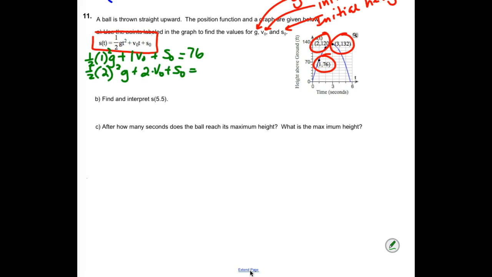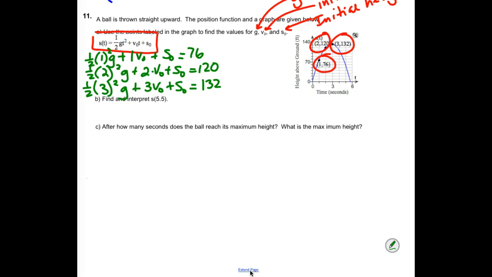And we are supposed to get 120. And the third one, we are putting a 3 in, and we are supposed to get 132. Okay? So, 3 squared, 9. Half of 9 is 4.5. Don't forget that 1/2 when you figure out your matrix.